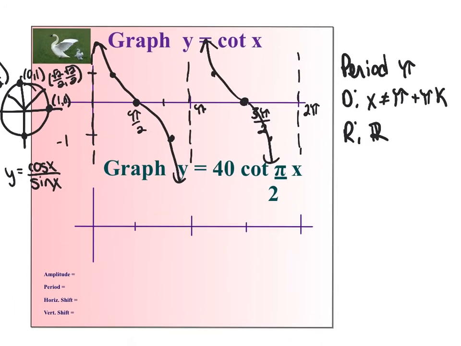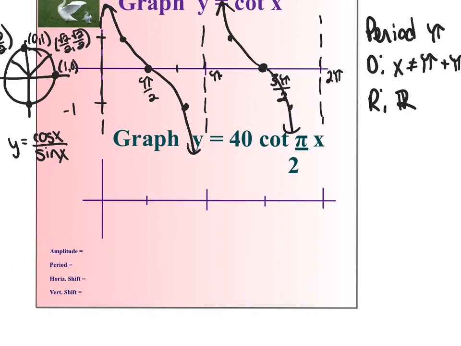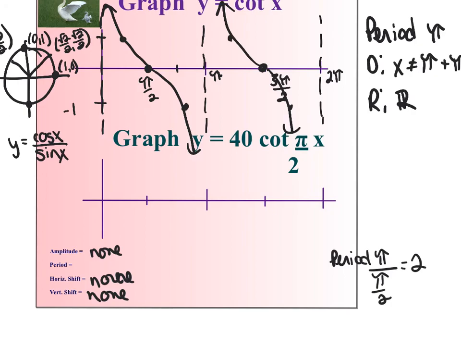Okay, so let's do one with some transformations. Once again, there's no amplitude. There's not a horizontal shift in this problem, and there's not a vertical shift. So let's go ahead and figure out the period. Period for cotangent is pi. I'm going to divide by pi over 2, and I end up getting 2.